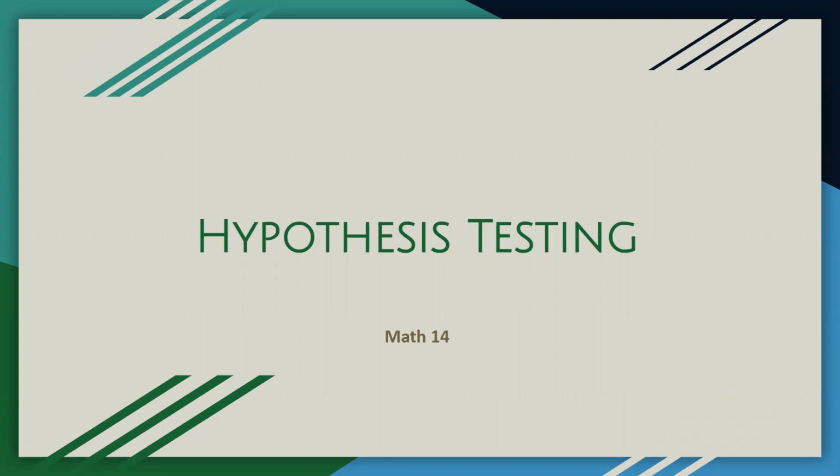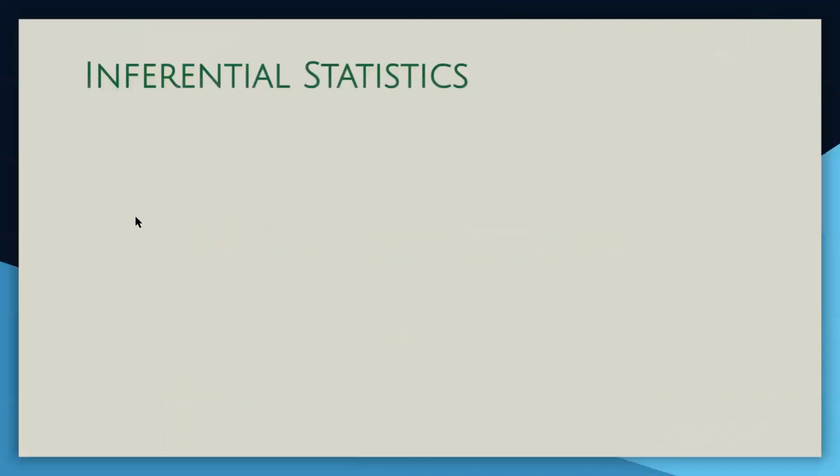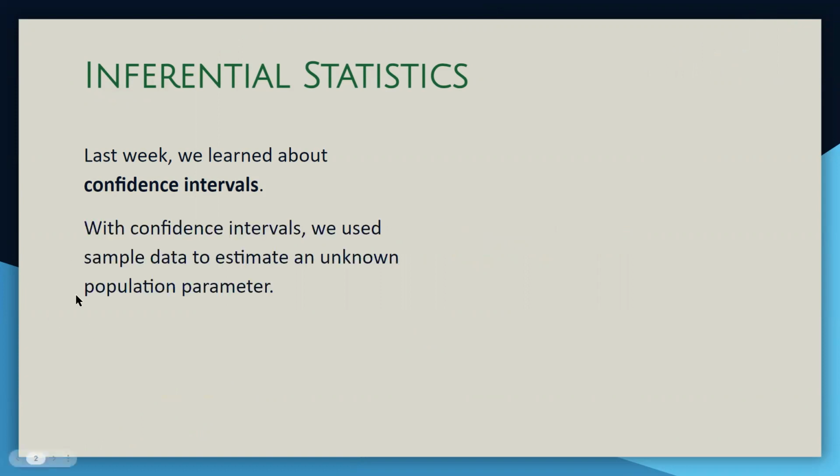And this week we're talking about hypothesis testing. This is a continuation of the discussion we started last week on inferential statistics. So last week we learned about estimation and confidence intervals, which are a form of interval estimate. With confidence intervals, we used sample data to estimate an unknown population parameter.